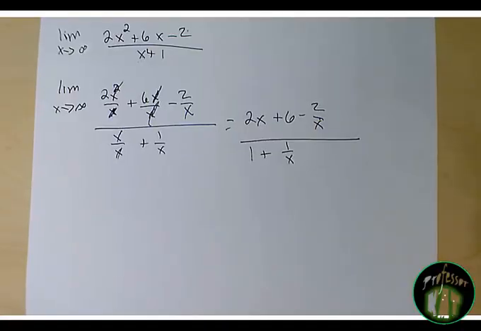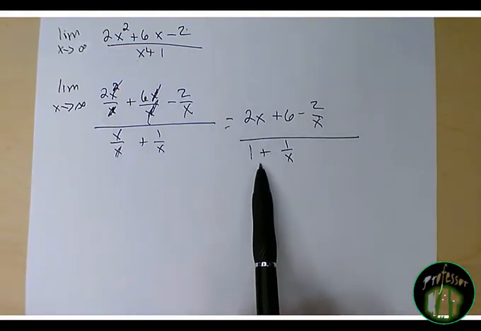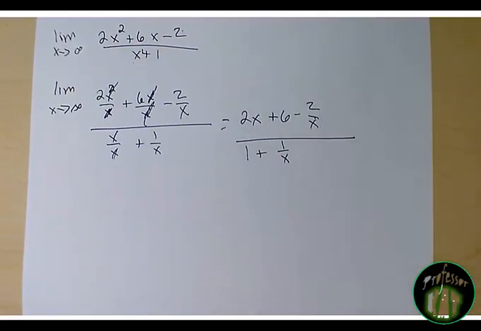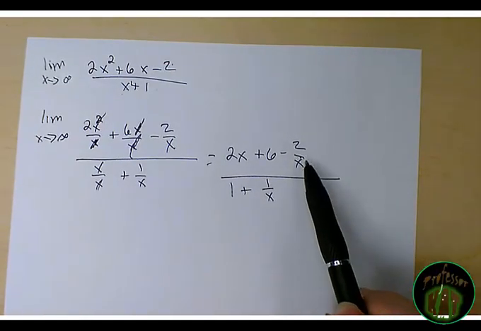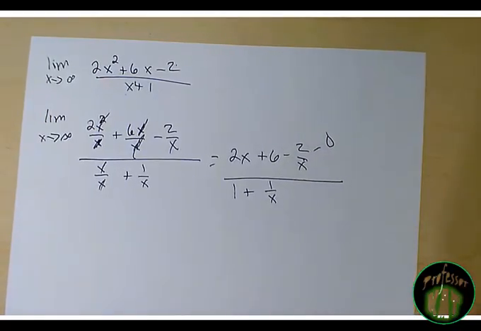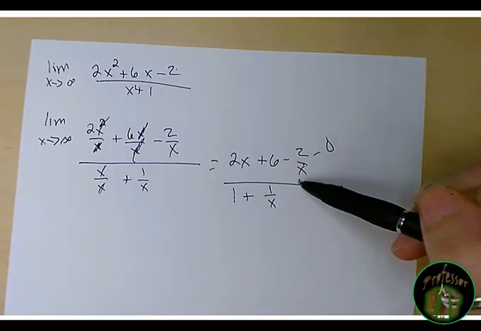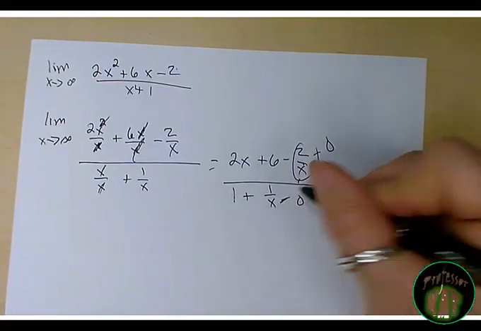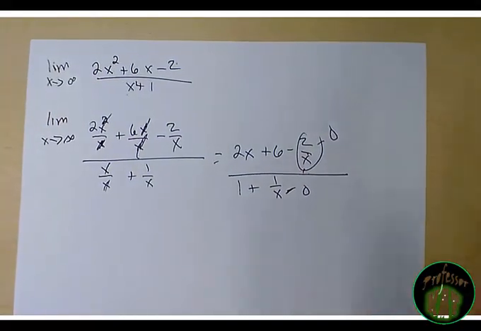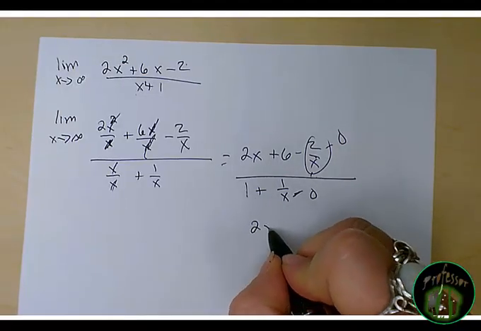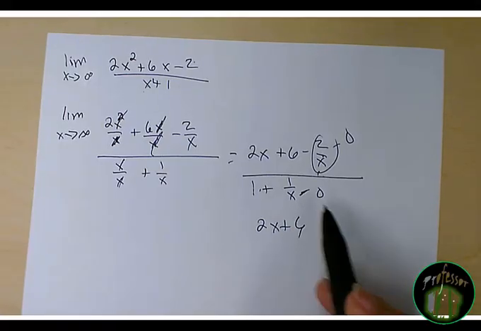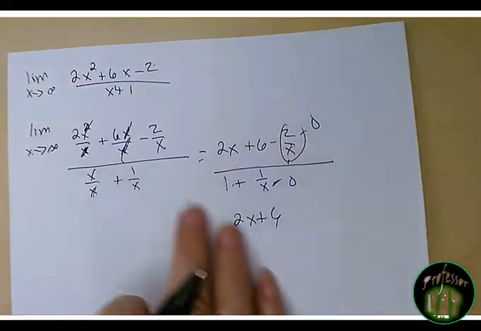At this point, after we've simplified, go ahead and plug in positive infinity. I always just think about plugging in something like 100 billion, right? If I plug a super large number into the denominator of a fraction, that's going to make it go to 0. The larger the denominator, the smaller the fraction is going to be. So this one is going to be 0, and this one is going to be 0. That really just leaves us with 2x plus 6 over 1. So this is what it's going to break down to.